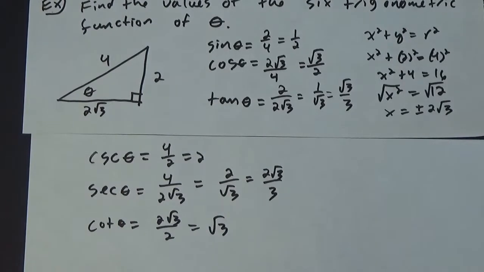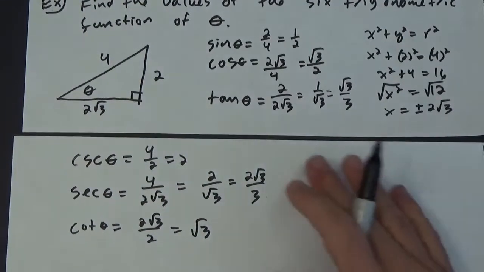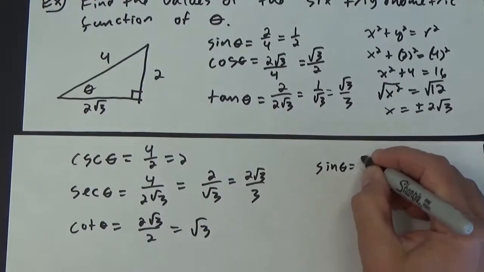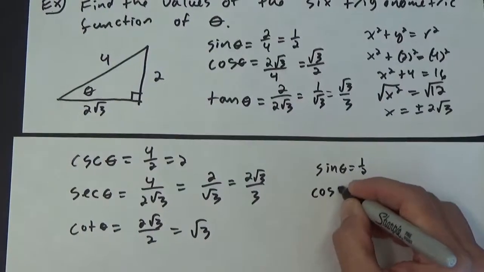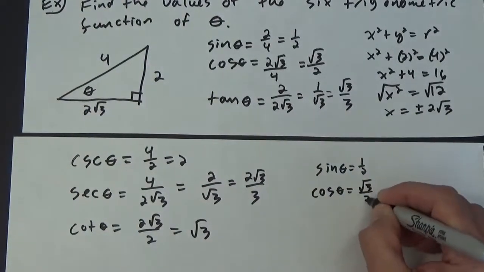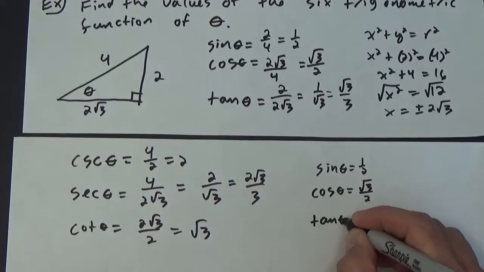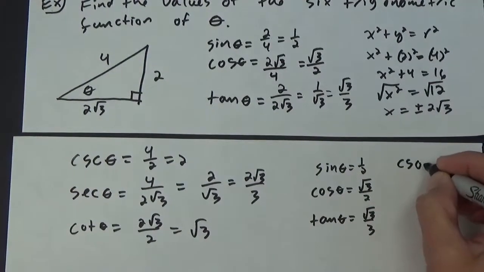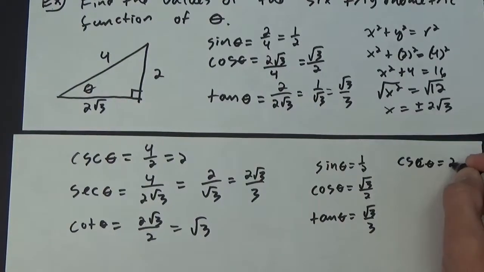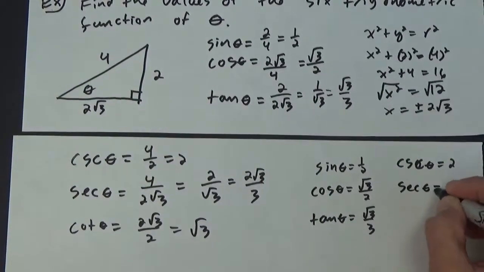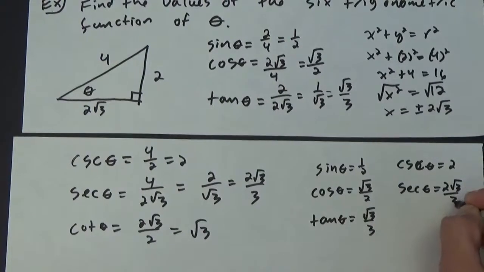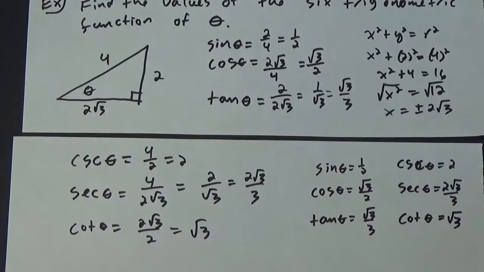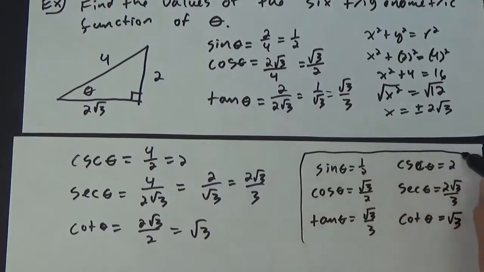All right. Now the last thing we're going to do is we're going to put it all together. So the sine of theta is 1/2. The cosine of theta is the square root of 3 over 2. The tangent of theta is the square root of 3 over 3. The cosecant of theta is 2. The secant of theta is 2 square root of 3 over 3. And the cotangent of theta is the square root of 3. And then we put a nice box around that.